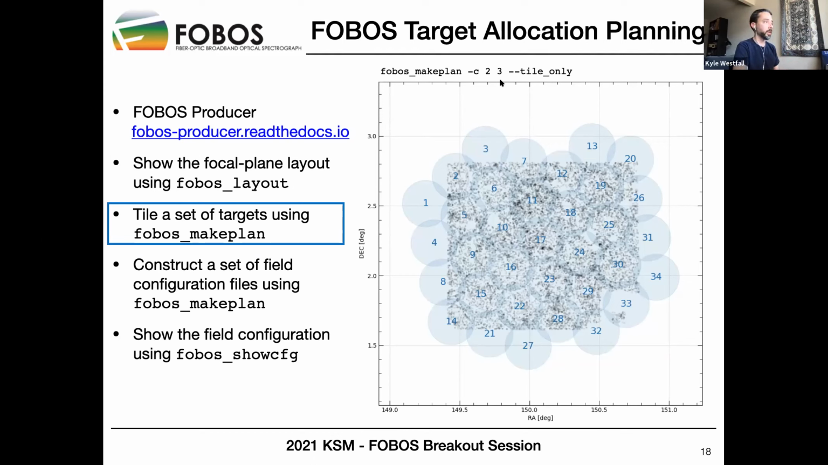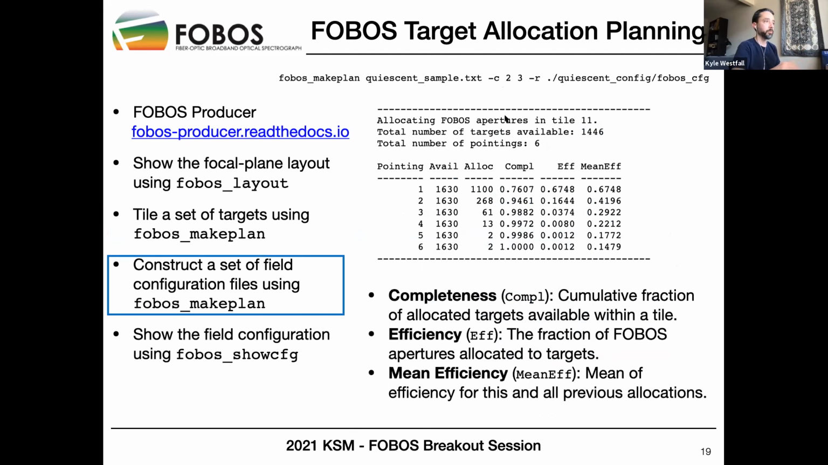Once you've decided that you're satisfied with where it's placed the tiles, you would call it again, and now it's going to go through each one of those tiles and allocate fibers to sources. And for each allocation, it gives you this output table. It tells you the number of pointings that you require to get all the sources, and effectively how well you're using the instrument and how complete your sample is as a function of those pointings.